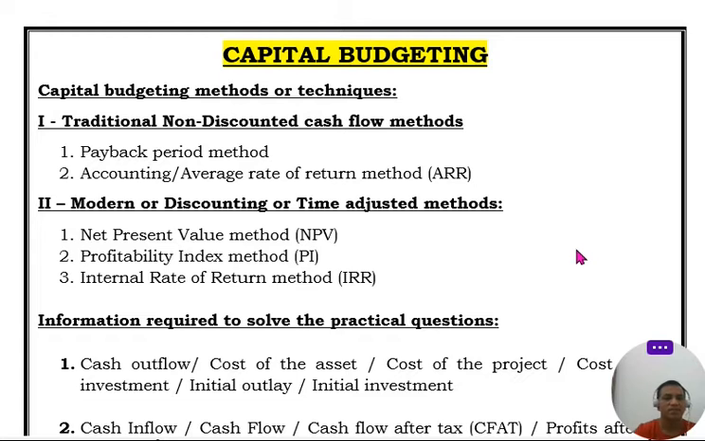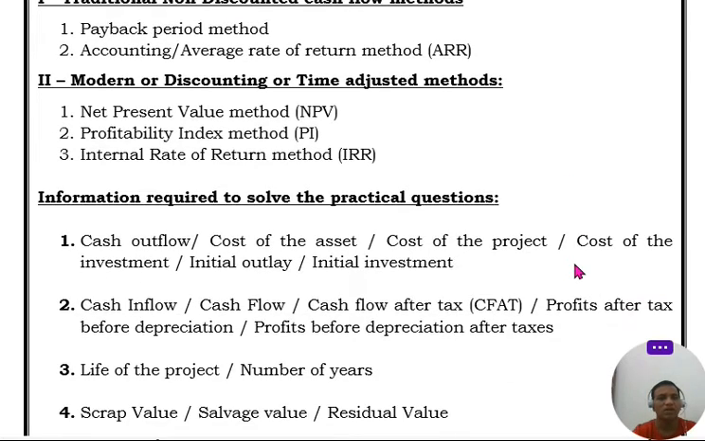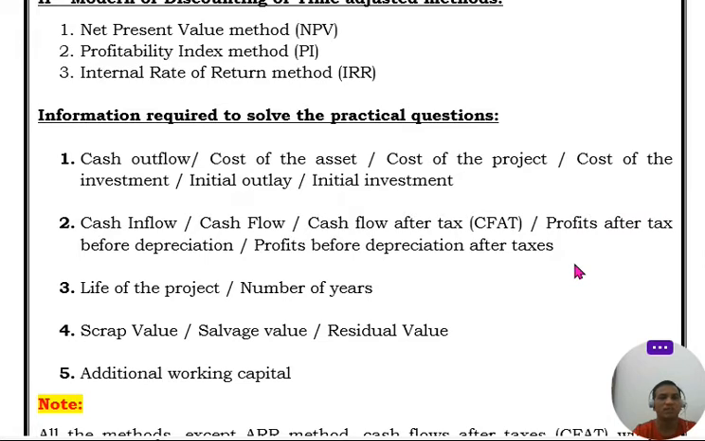Before that, whether it is a traditional method or discounted cash flow method, any method, if you want to solve a problem, a practical question, what is the information required? The data required is, first of all, cash outflow. Cash outflow means the cost of the project, cost of the asset, or cost of the investment, or we can say initial outlay or initial investment.